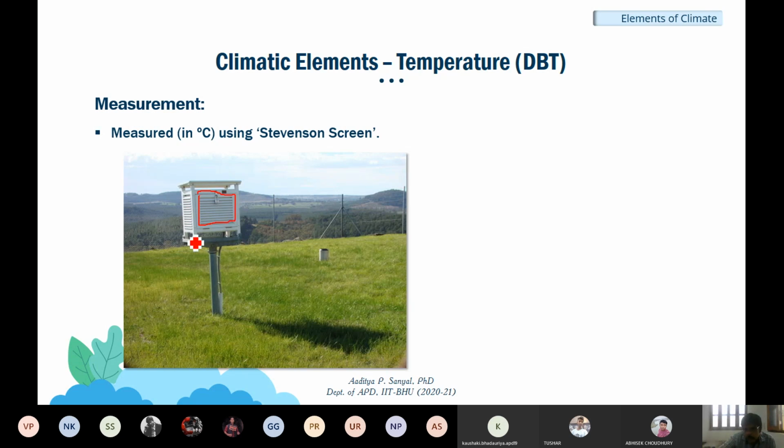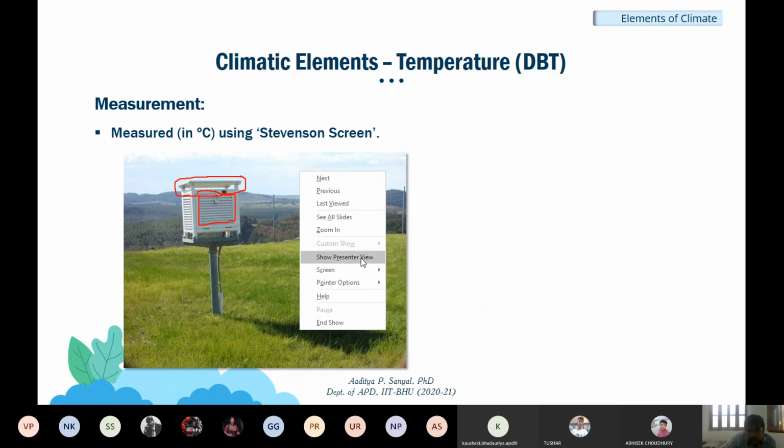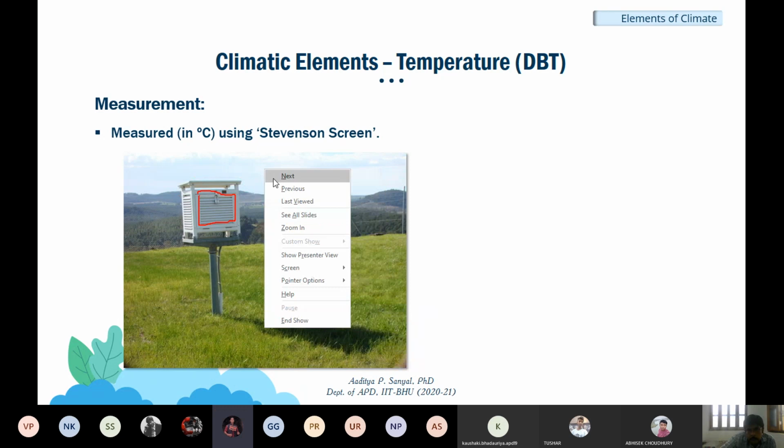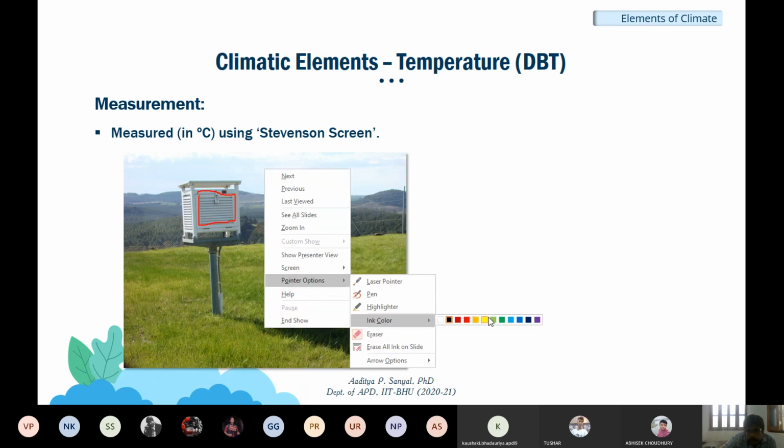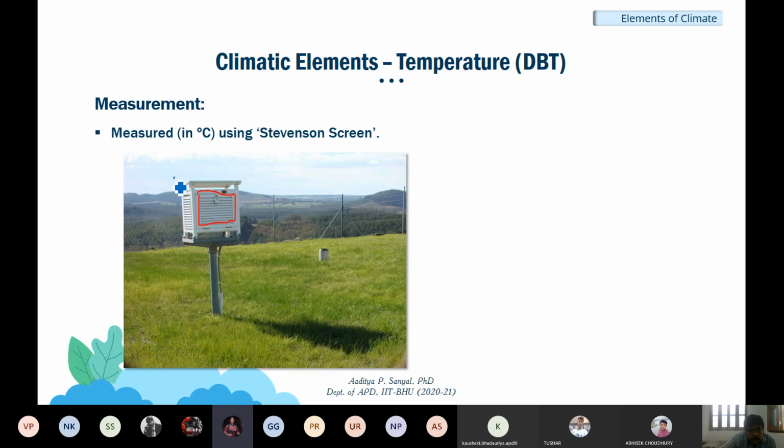Fine. And the way it is placed, can you tell me anything about this roof part? Hemant, can you tell me anything about the roof of this box? Sir, it is slanting a little. Slanting. Fine. What else is your observation? Okay, slanting. That's a good observation. Can anyone tell me why is it slanting?